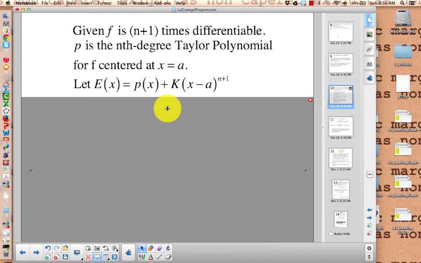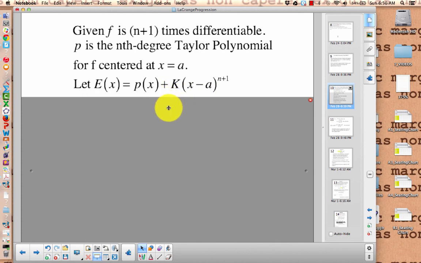Okay, so let's just suppose that f is a function that is n plus 1 times differentiable, and p is the nth degree Taylor polynomial for f that's centered at x equals a. We're going to build this little function here, e of x, which is the Taylor polynomial of degree n, plus this little extra term here. We did this extra term a few slides ago. This extra term has an extra degree of x minus a and is a constant.